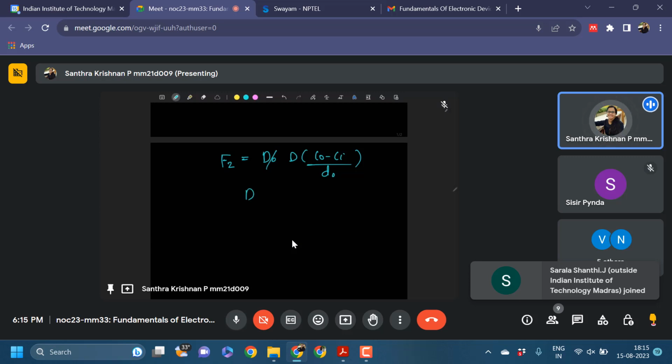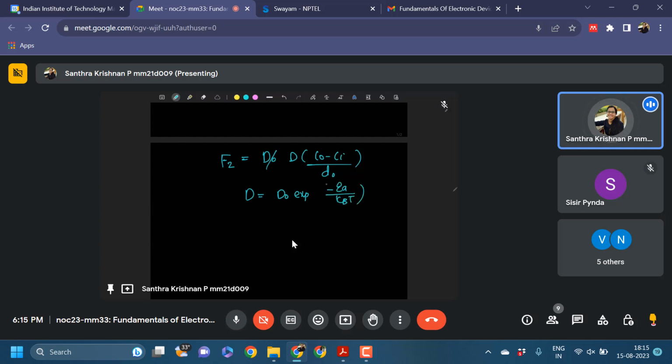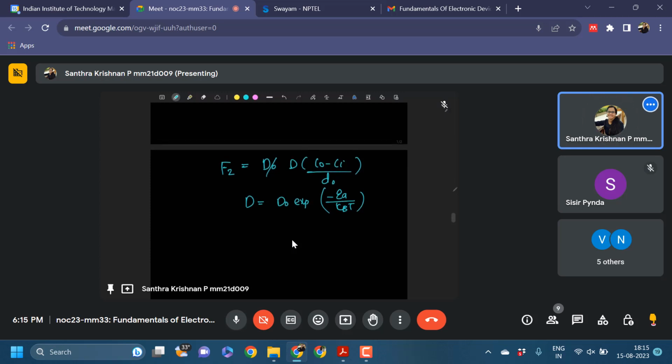And the equation for D, as we have discussed last year, is D = D0 exp(-EA/kBT). This is the Arrhenius equation. Now finally we have F3, which is the reaction step, and hence it will be given as Ks into Ci, where Ks is the rate constant for the conversion of silicon to SiO2. So now we have the equations for F1, F2 and F3.